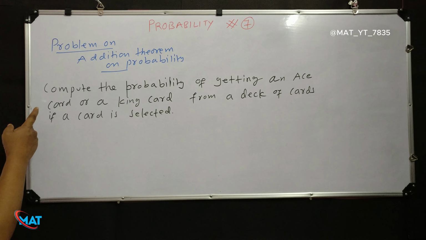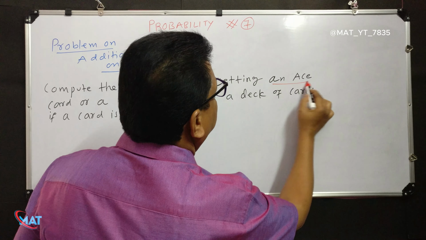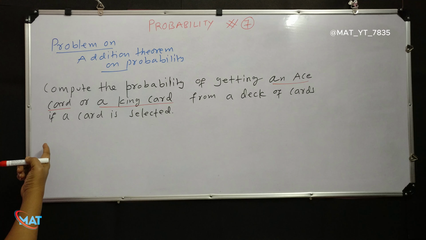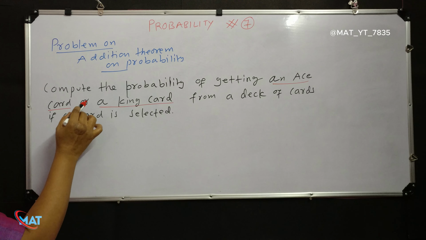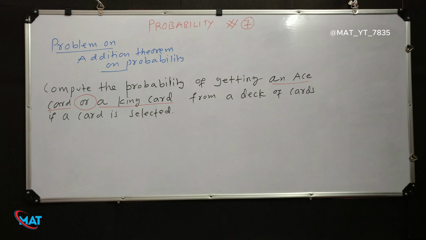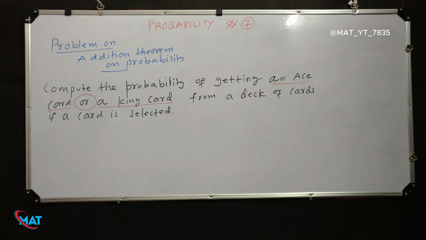Compute means find. Compute the probability of getting an ace card or a king card from a deck of cards if a card is selected. I already told you the OR option is used for addition. Whenever you find that OR connective, you should immediately get the idea that there is an application of the addition theorem on probability. As I informed you earlier, to work out any word problem in probability, we follow these 4 stages.